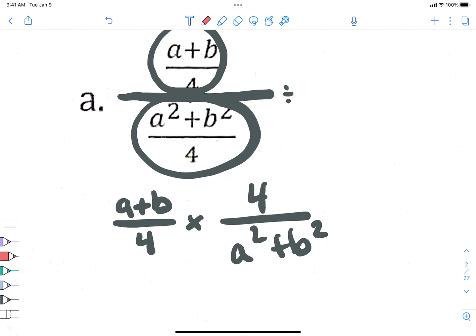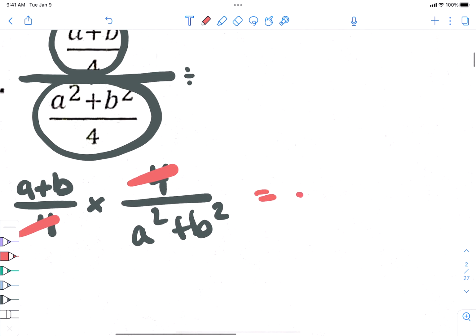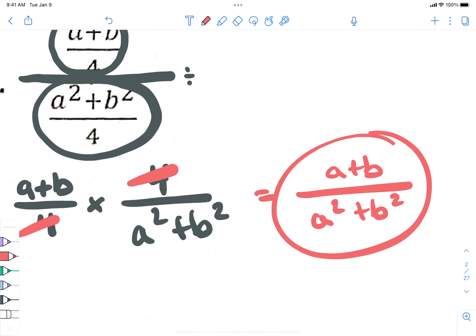We're going to cancel out. The 4 and the 4 can cancel, right? Those are numbers. Can you cancel this a with one of these and this b with one of these? No. Why not? They're trapped by the pluses and minuses. Okay? And so, what's my answer? A plus b over a squared plus b squared. That's it. This is not terribly hard, right?